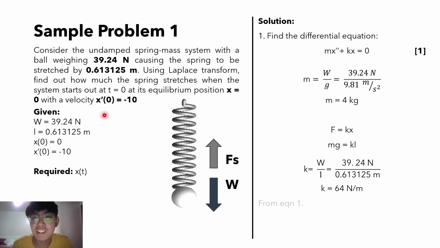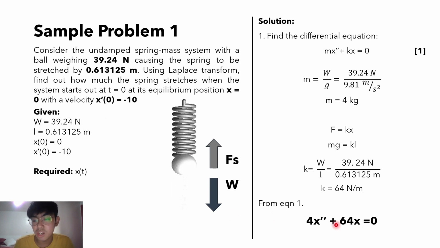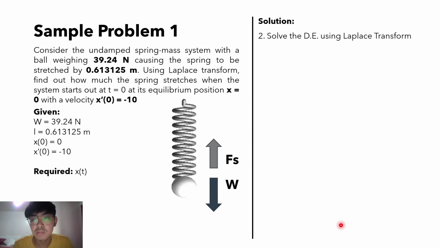Substituting these values into equation 1, we have this. This is our working equation. That's what we're going to use to solve for the position function. Step 2 is to solve the DE. You can use other methods, but we're going to use the Laplace transform because it's easier.